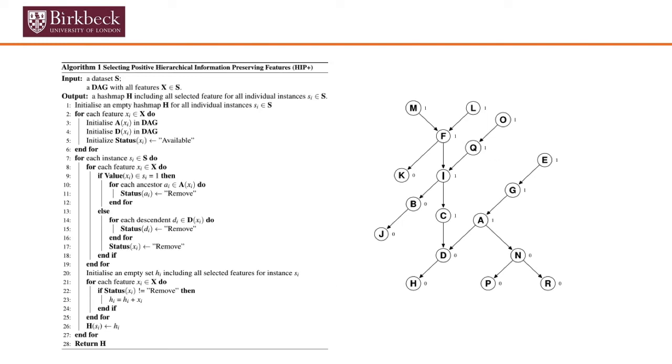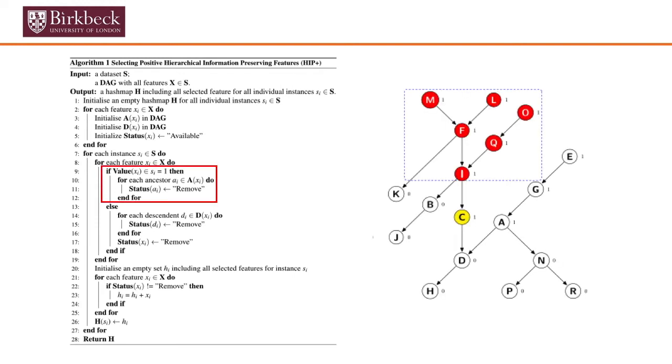Okay, this is a pseudocode of this HIP plus method. It's quite simple, actually. If you look at the pseudocode from line 1 to line 6, it starts by initializing the values of the different variables, and of course you need to also initialize the set of ancestors for individual features, also the set of descendants for individual features, and assign the selection status value equal to available. And then from line 7 to line 27, it conducts this hierarchical feature selection.